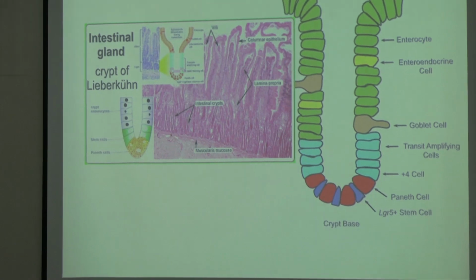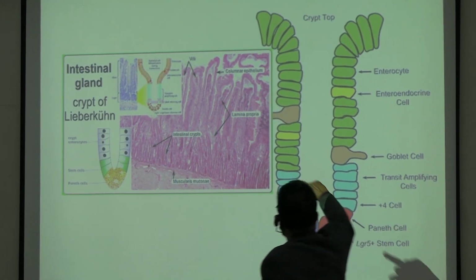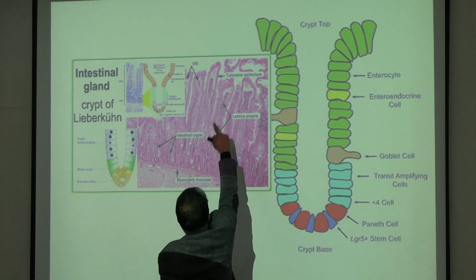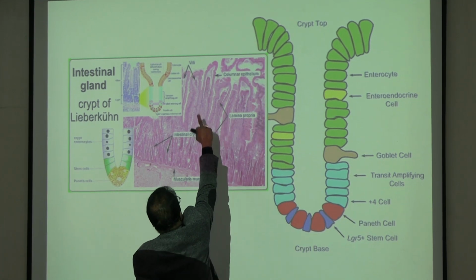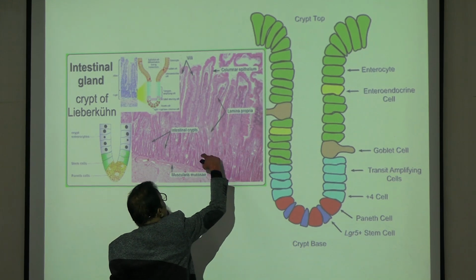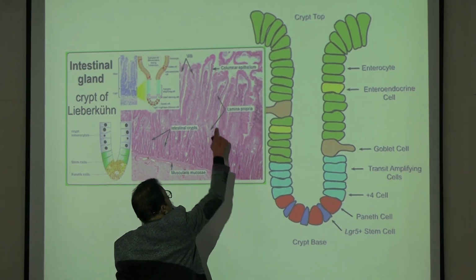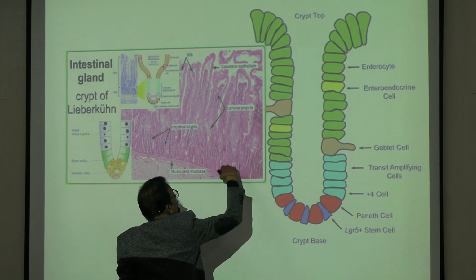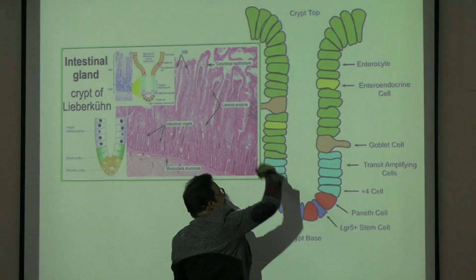And you see, these are the villi, no? So in between two villi, see there is some invaginated portion. These. Actually, these are enlarged.